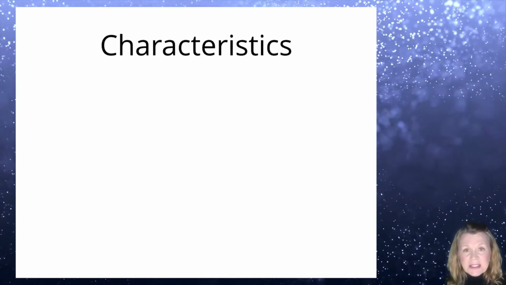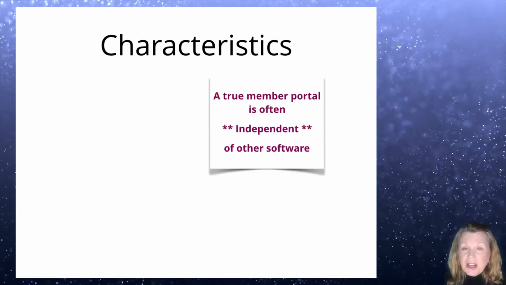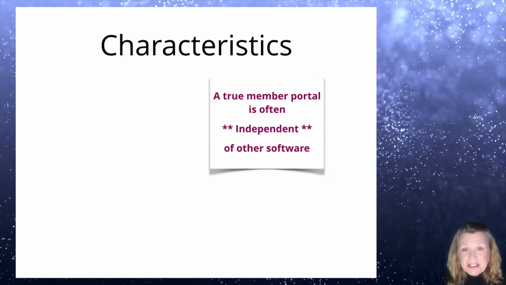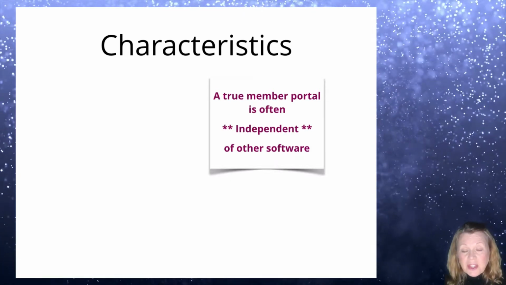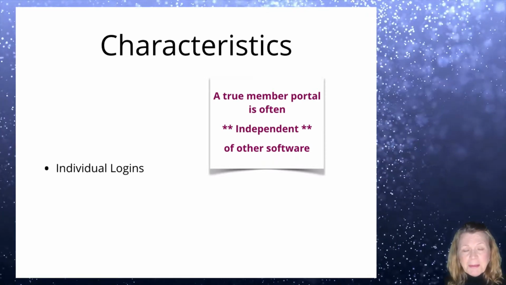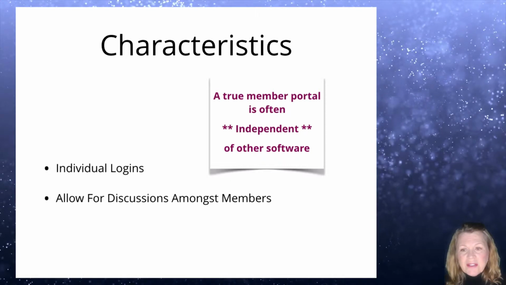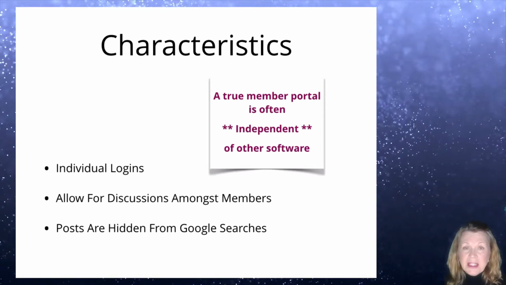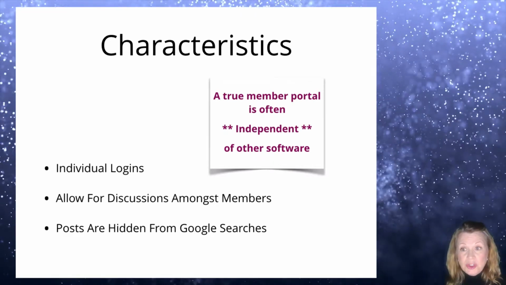So what are the characteristics of a member portal to differentiate it from all of the others we just described? A true member portal is often independent of other software. It's a strategy that organizations can implement if they want to achieve certain benefits for their members. Higher engagement is one. The other characteristics are that members definitely have individual logins, and a member portal often allows for discussions amongst members, and it's private. The posts are hidden from Google searches, so everything discussed between members can be considered confidential and stays behind those doors. They won't be showing up on Google searches.